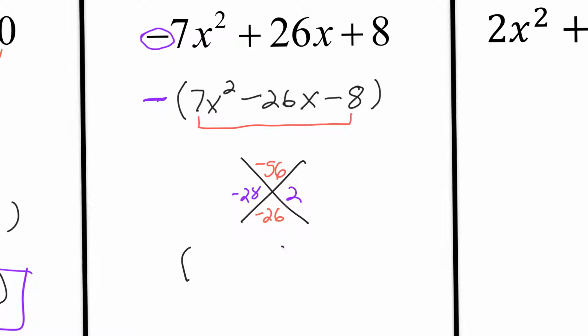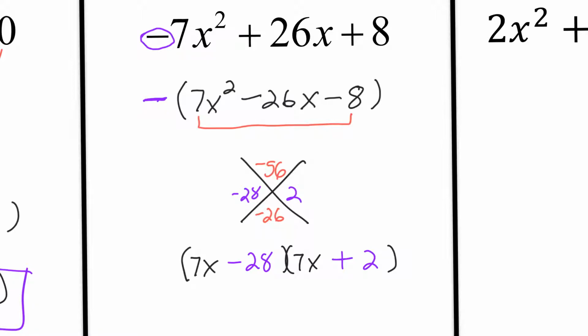So I'm going to do my first binomial, 7x. Notice I'm using the 7x inside of the parentheses. I don't go back to the beginning because remember we factor out the negative. So you don't use the negative anymore. We have a 7x here and a 7x over here. You bring down the factors, minus 28 and the positive 2.